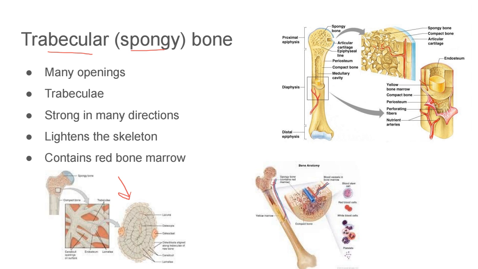So the trabecular or spongy bone has lots and lots of openings. So if we're looking at this diagram over here on the right, this is my trabecular or spongy bone. And in this wedge here, this is the trabecular or spongy bone.